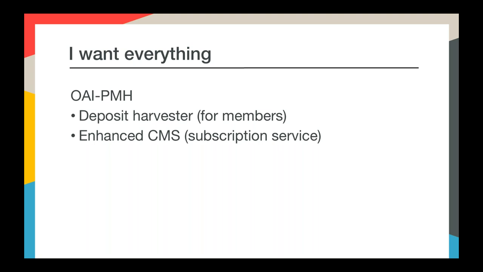And when you subscribe to our OAI PMH service, we're also able to provide an archive of all available data, so you don't have to go back and harvest back through 2000, because that's a lot of data. We have a similar API for our publisher members that can be used to retrieve your own data. So if you're a publisher member and you want to do an audit on your data to make sure you sent us everything you think you've sent us, you can use our deposit harvester tool to retrieve all of that data and interrogate it locally.